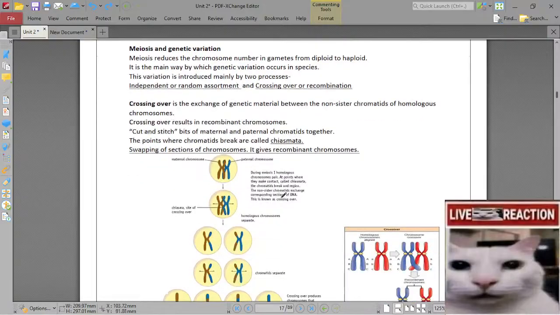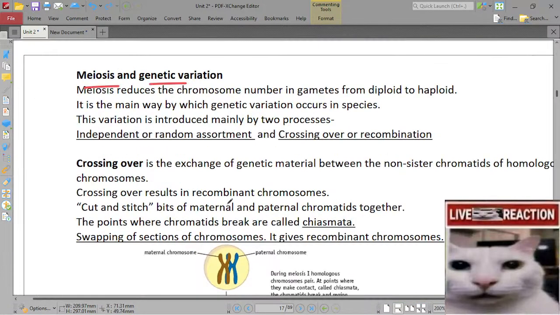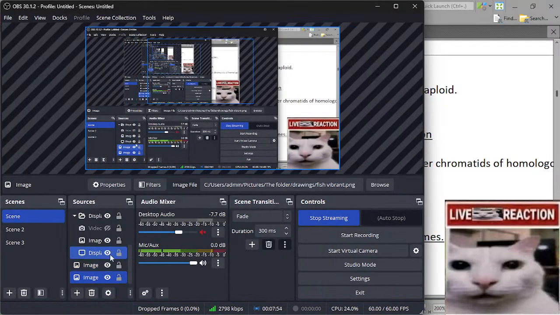I hope they talk about it here. So, meiosis and genetic variation. Oh, wait, before we continue, I guess I could do this.